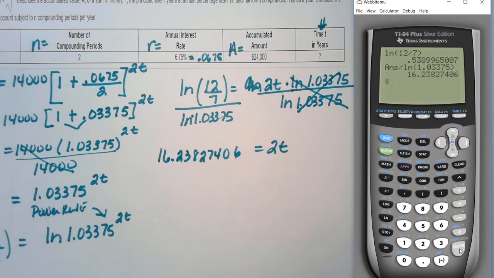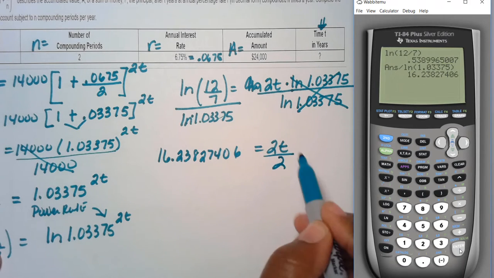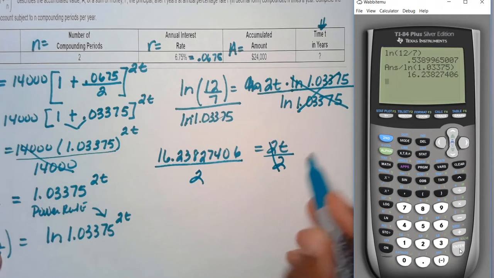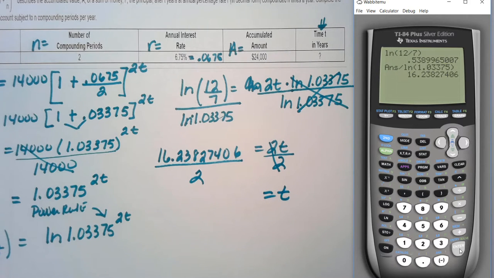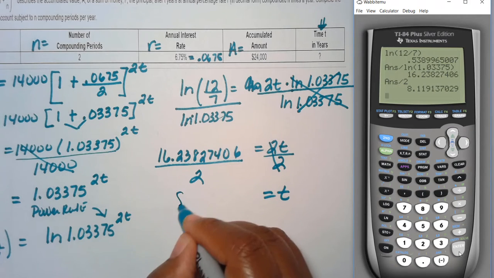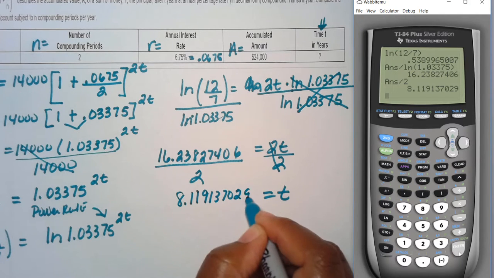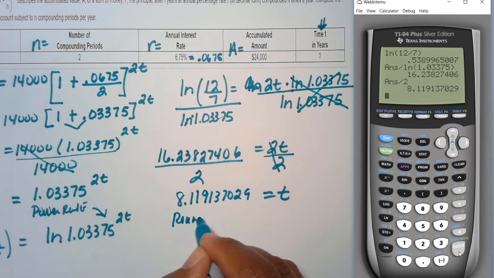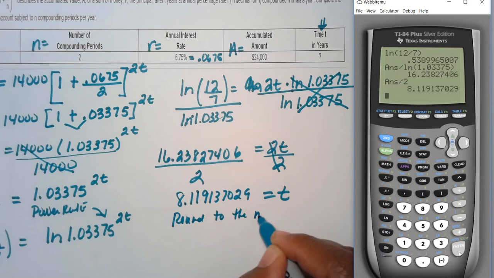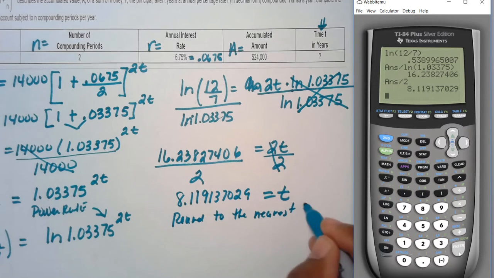Do all of your rounding at the end. So if you have a long digit to write, write it out quickly. Now to find t, we're going to divide both sides by 2. So t is equal to, and let's use our graphing calculator here. We divide by 2, press enter, and we have 8.119137029. And we're going to round our answer to the nearest tenth, meaning one decimal place.